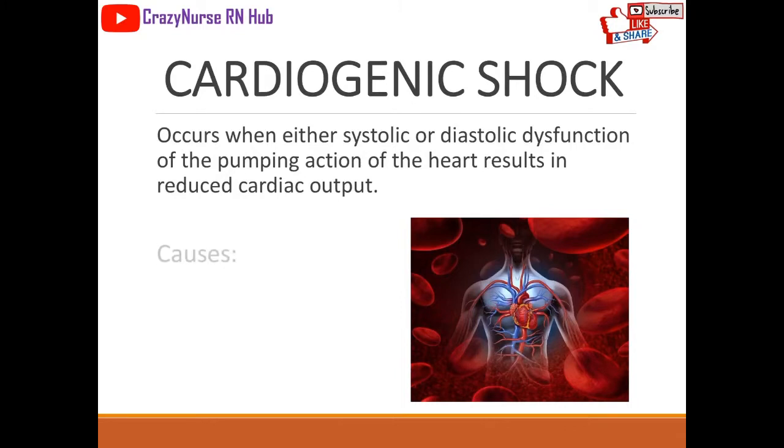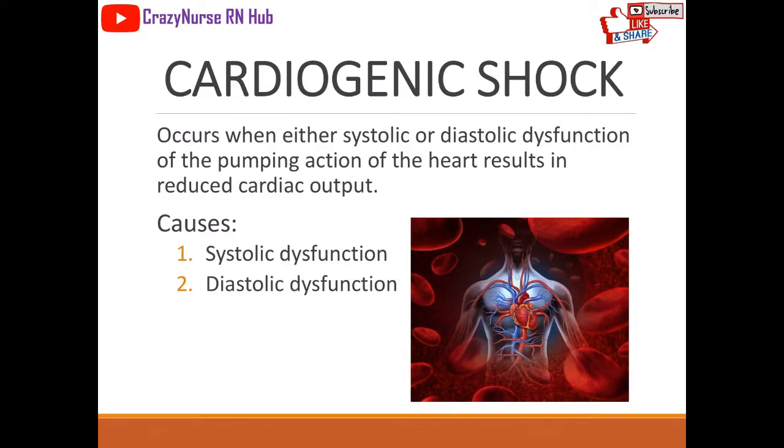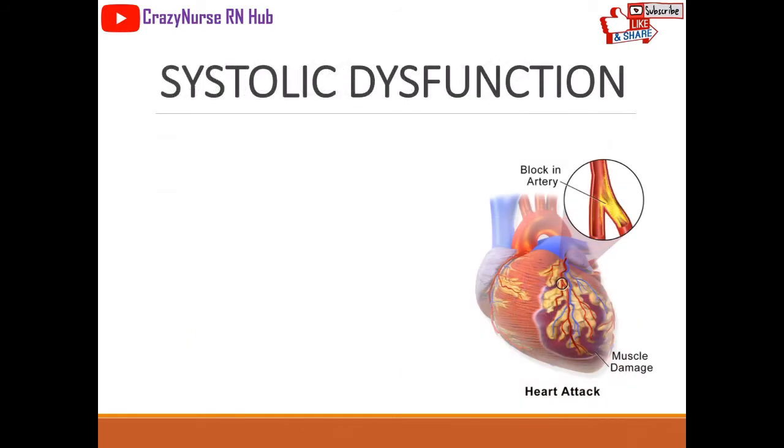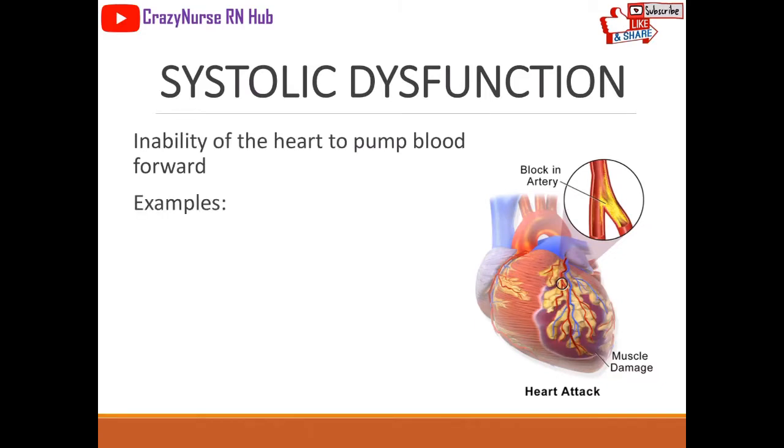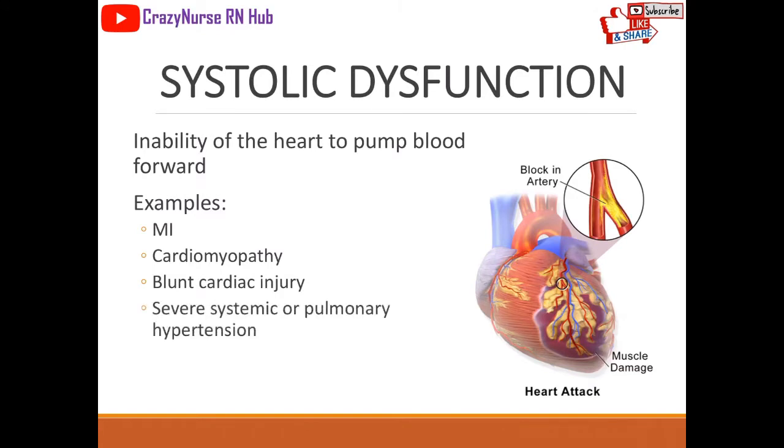Causes of cardiogenic shock are: systolic dysfunction, diastolic dysfunction, dysrhythmias, and structural factors. For the systolic dysfunction, it is the inability of the heart to pump blood forward. Examples are myocardial infarction, cardiomyopathy, blunt cardiac injury, severe systemic or pulmonary hypertension, and myocardial depression from metabolic problems.